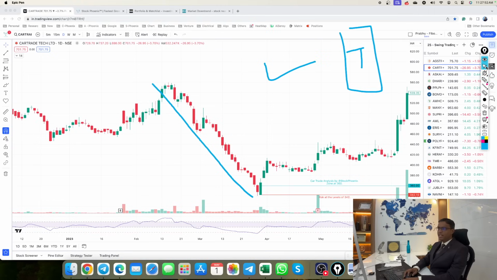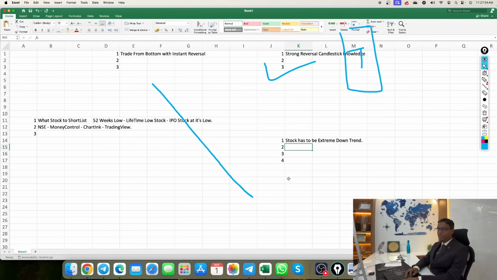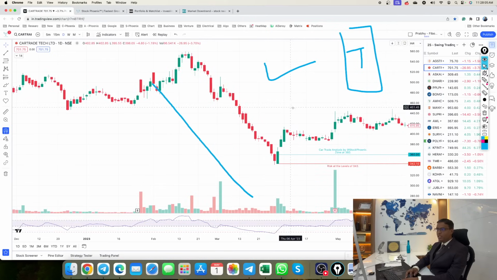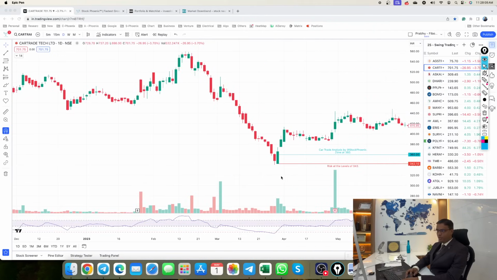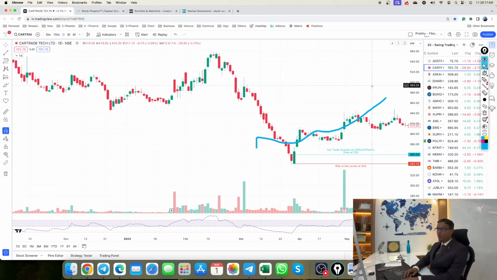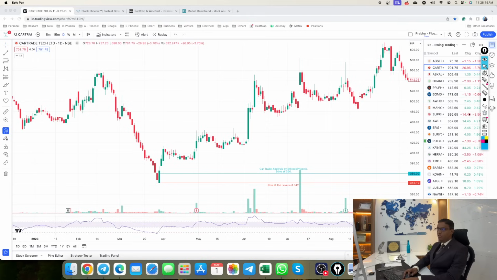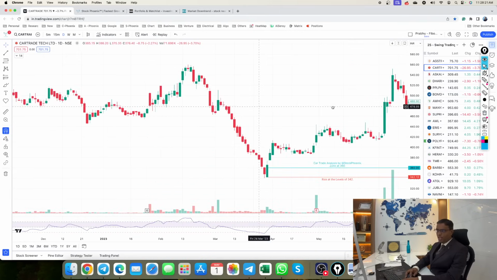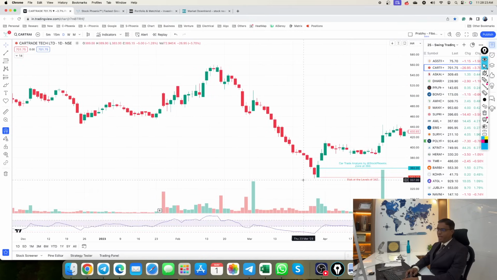Once the downtrend has been completed, then look for a candlestick reversal pattern. Of course, as we already know, this is a bullish engulfing reversal pattern. After the bullish engulfing reversal, the stock has started moving up from here. It is already giving 3x to 4x returns, but that's not the concern. Let's understand the entry point, now a proper reversal pattern.